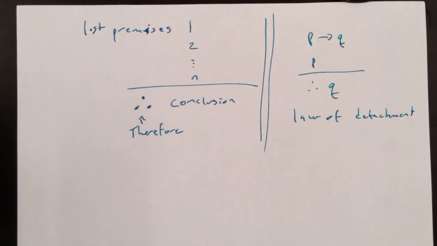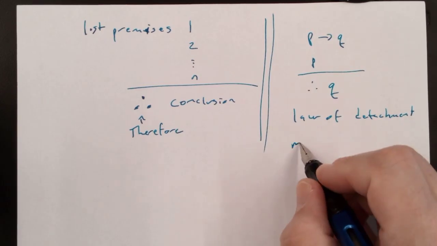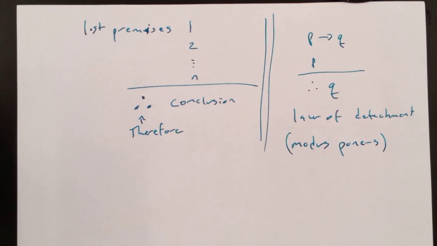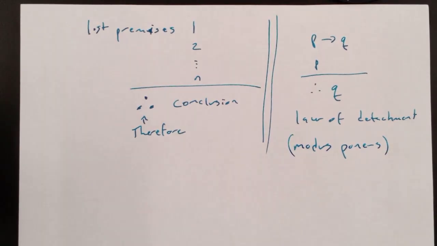There is a formal Latin name for this. It is called modus ponens, the mode that affirms, detachment.